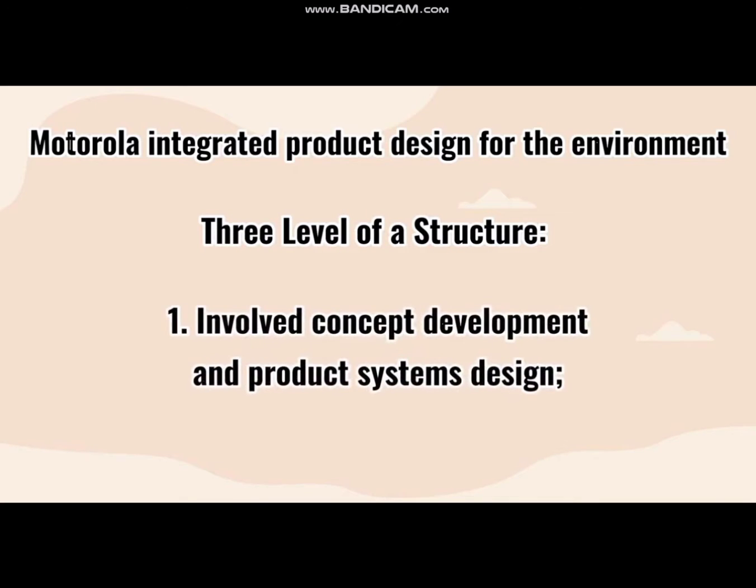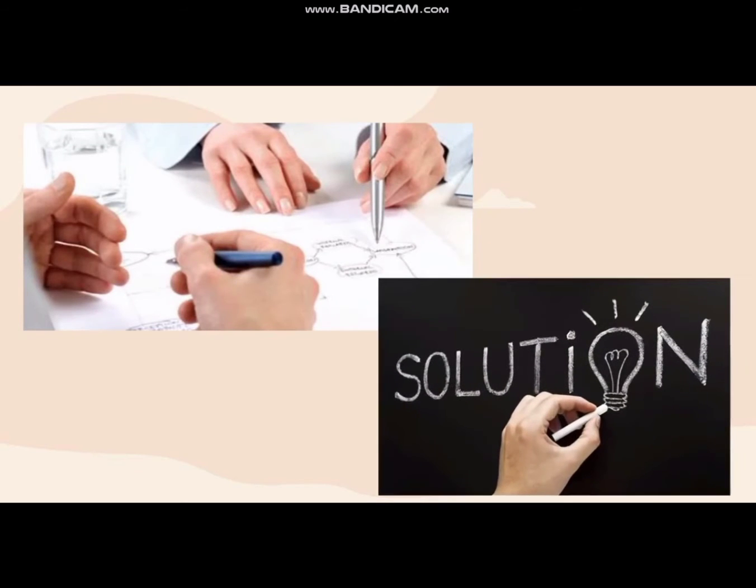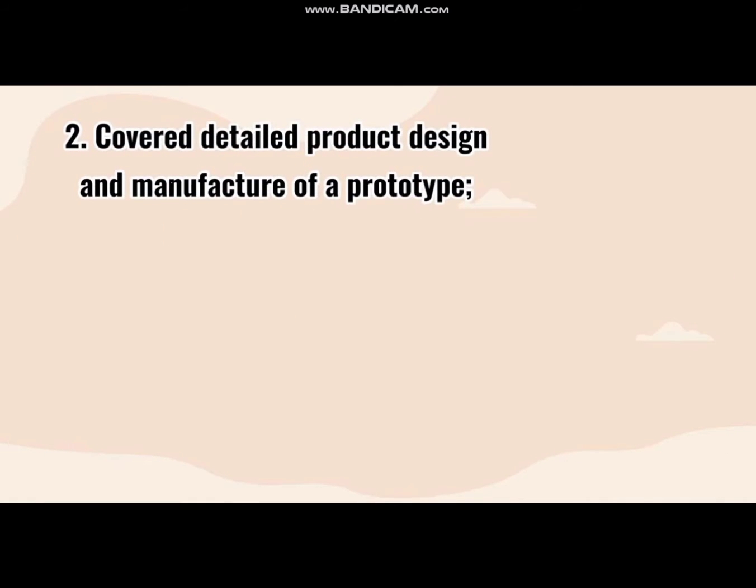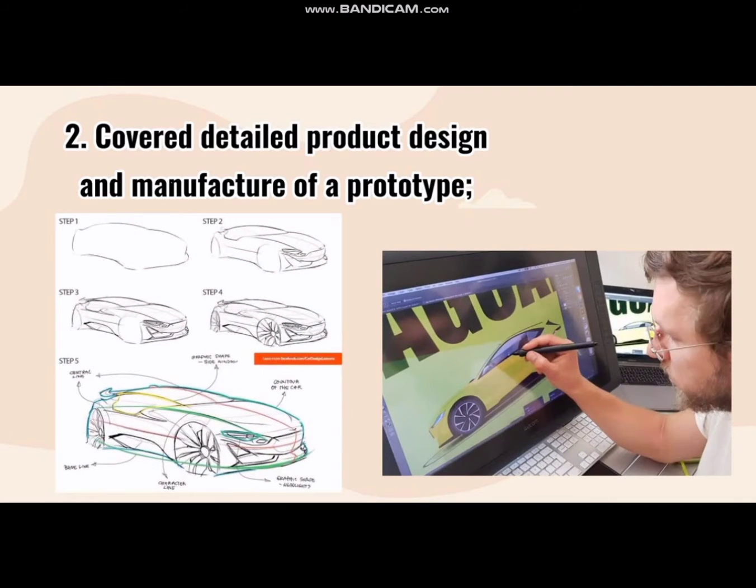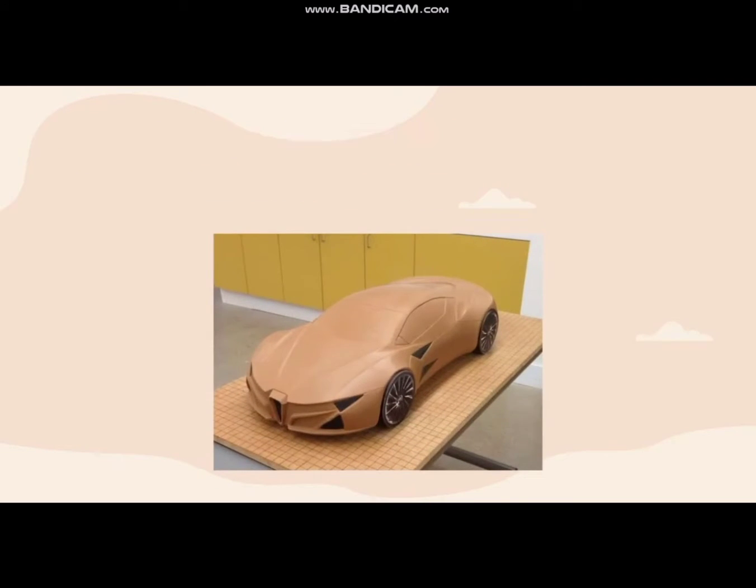Motorola divided its product design process into 3 levels of structure. First, level 1 involves concept development and product system design. They will start making a concept or develop a set of new ideas to give better solutions to certain problems. Second, level 2 covers detailed product design and manufacture of a prototype. Once they have finished developing a concept, they will start working on detailing and designing the product, and after that, they will create a prototype as their model or example.